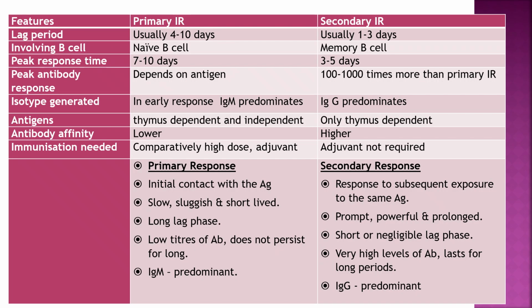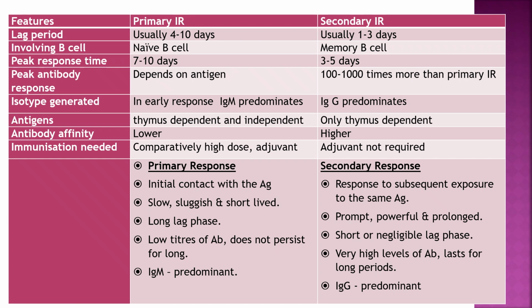Primary immune response: the immune response after the first contact with the antigen, usually with a 4 to 10 day lag period. Secondary immune response: second contact with the antigen, lag period usually 1 to 3 days. The primary immune response involves naive B cells; the secondary immune response involves memory B cells.